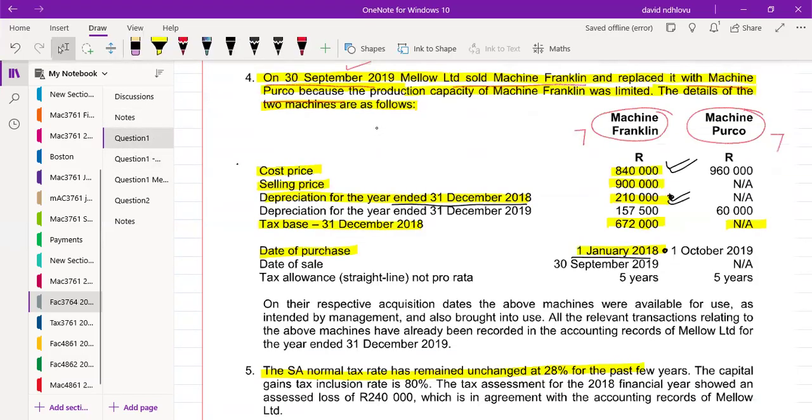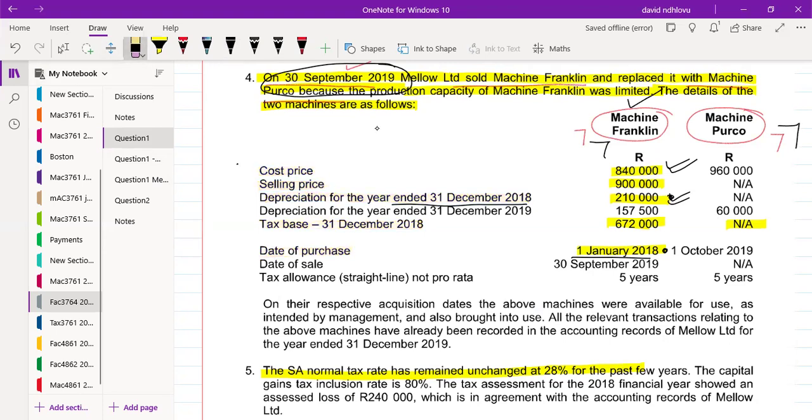When we go to 2019, this machine was sold before the end of the year. It was sold in September. Now, deferred tax is calculated at the end of the year, which is that 31 December. So we are no longer going to account for that machine because it's no longer there on that 31 December. So now we are dealing with this one.